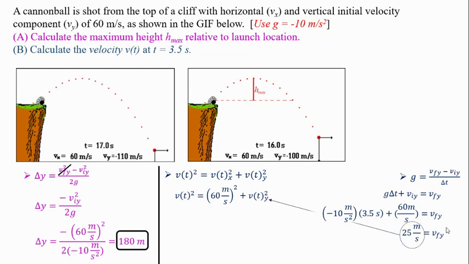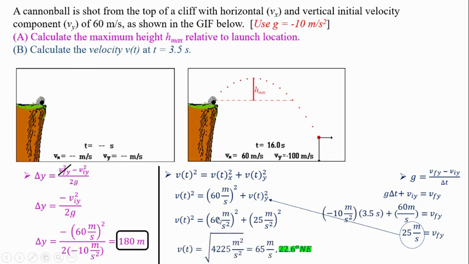So from here, we can just substitute in for wherever our vertical velocity is at 3.5 seconds. And then really, that's it. Just square both of the terms on the right, add them together, and then square root it. So if you square them and then sum them up, you should get 4,225.